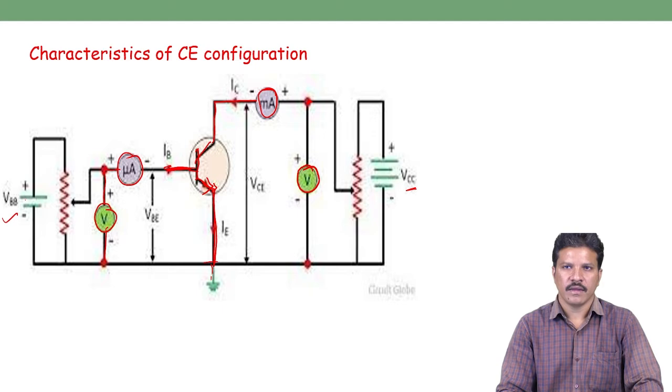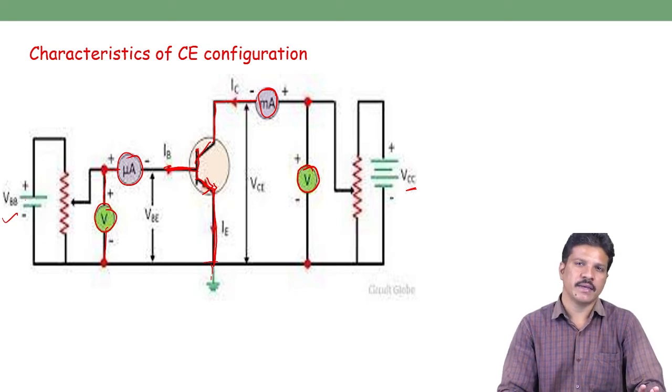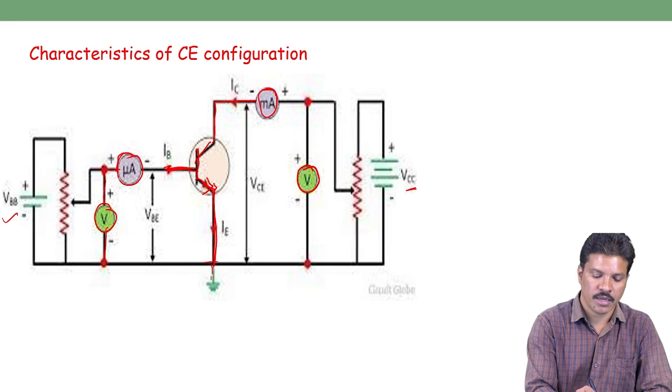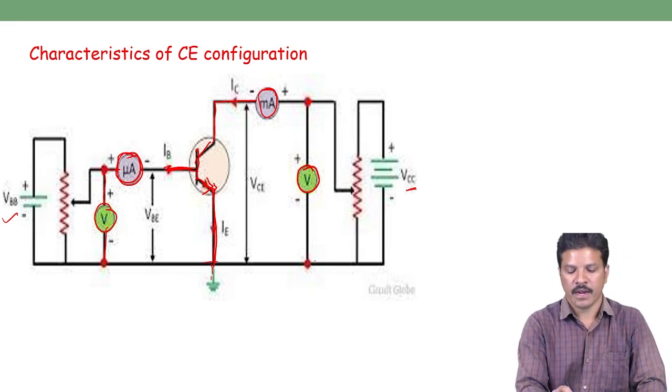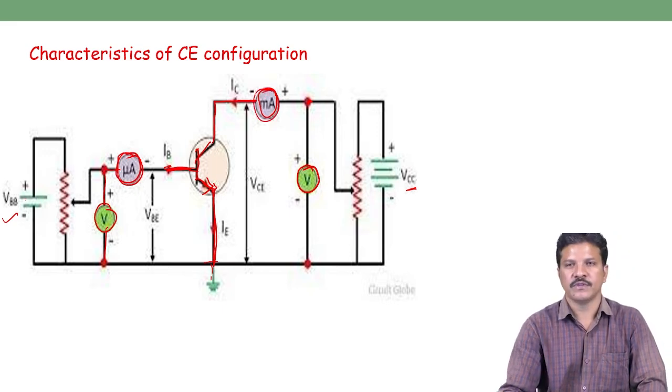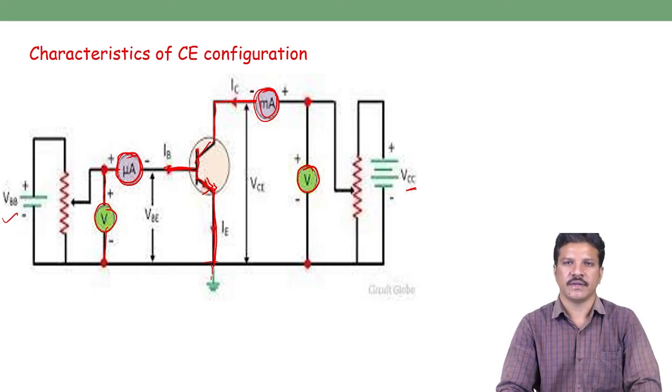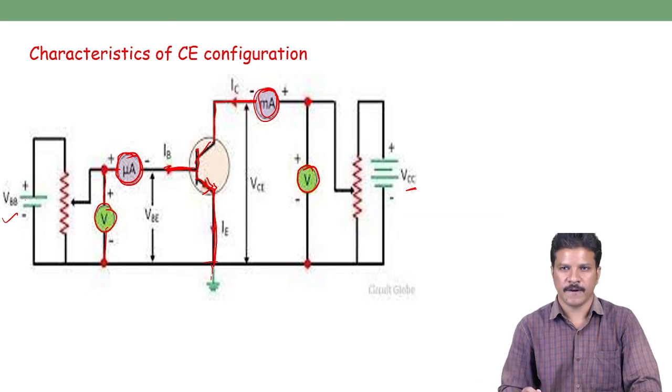Students, have you observed the voltmeters and the ammeters? The ammeter used at the input side is in microamperes because the base-emitter terminal is the input terminal. The current flowing in the base is always measured in microamperes, so very little current flows in the base terminal. That's why I am using a microammeter. At the output side we use a milliammeter, and the voltmeters are 0 to 10 volt range at the input side and output side.